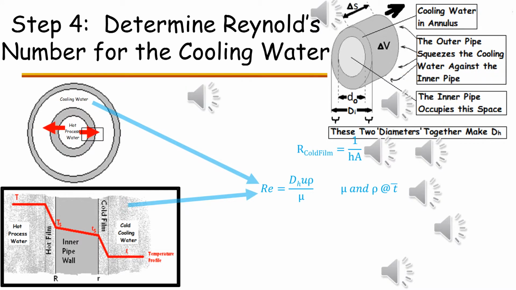D_h is the hydraulic diameter of the annulus. In the diagram shown above, dark gray represents the cooling water squeezing through the annular space between the outer pipe and inner pipe. D_i is the inner diameter of the outer pipe, and D_o is the outer diameter of the inner pipe. D_h is equal to D_i minus D_o.